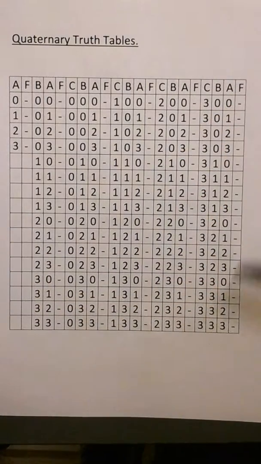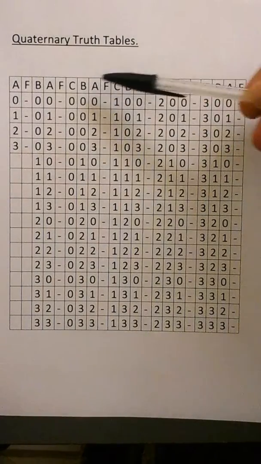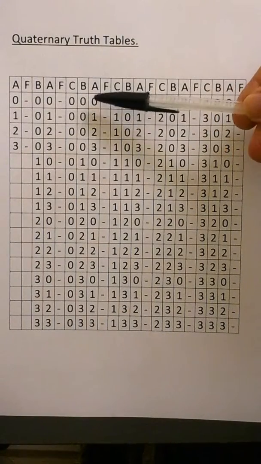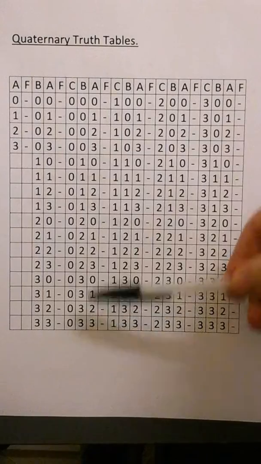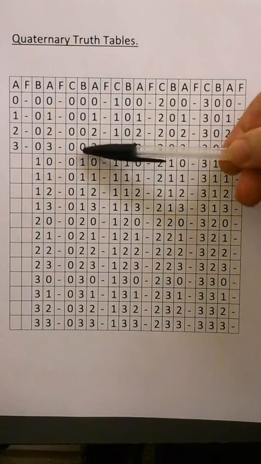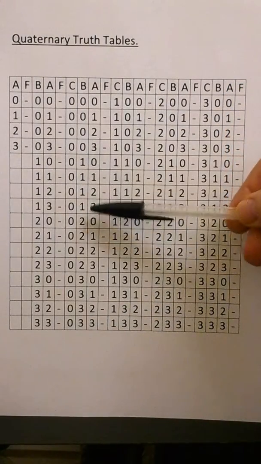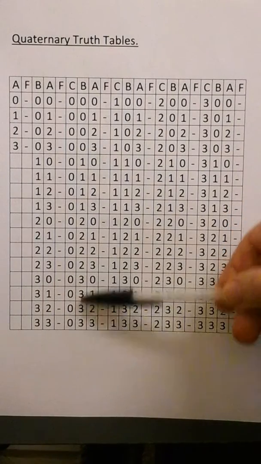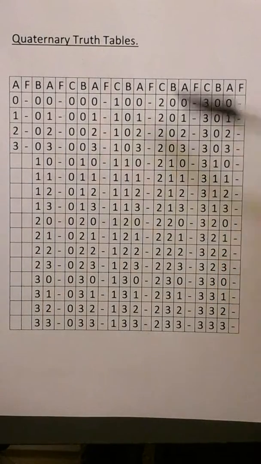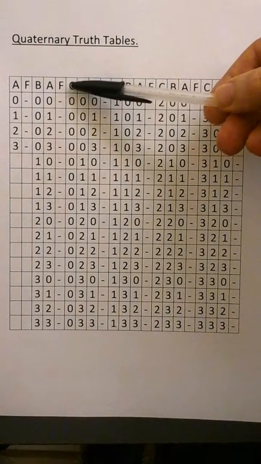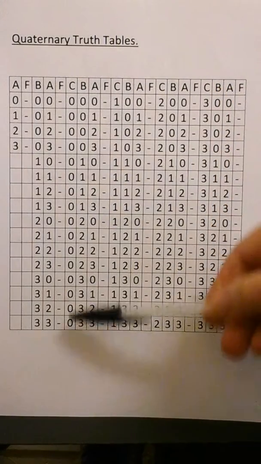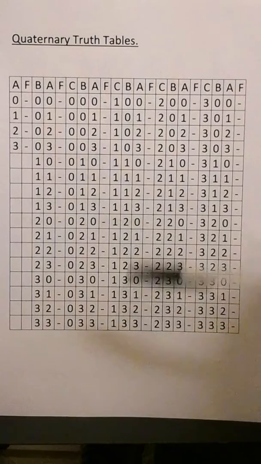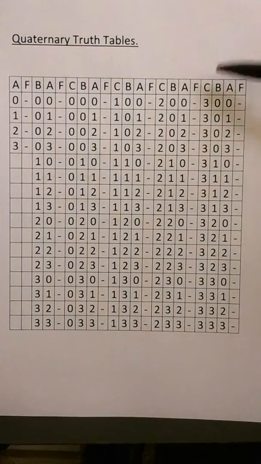Here for a 3 input function A, B and C, A follows a pattern 0, 1, 2, 3 and the pattern repeats. B follows a pattern 4 zeros followed by 4 ones, followed by 4 twos, followed by 4 threes and the pattern repeats. Same for these ones. And column C, you've got 16 zeros followed by 16 ones, followed by 16 twos, followed by 16 threes. This is the easiest method of generating the input combinations for a function.